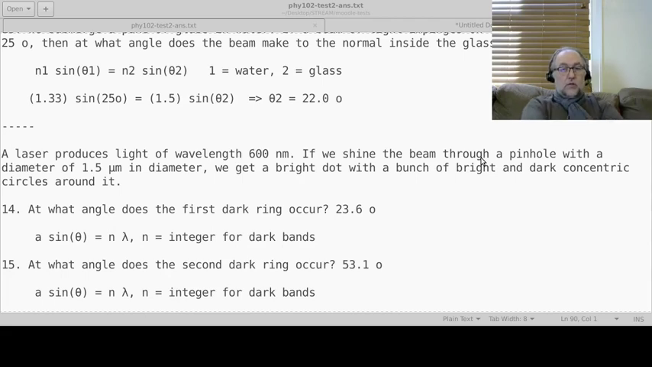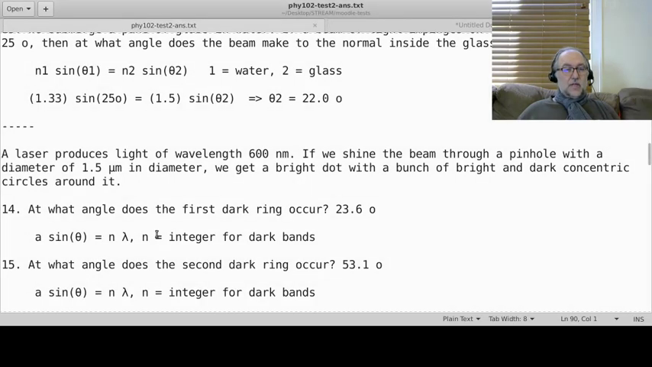So it's a single hole, a pinhole, with a diameter of 1.5 micrometers, and we get a bright dot with a bunch of bright and dark concentric rings about it. This is the typical diffraction pattern of a single slit. And then I ask some questions. We know it's single slit because it says pinhole there, so we've got just one hole. If we had two holes or two slits or two openings, then it would be a double slit situation, but we only have one, so we're in a single slit situation.